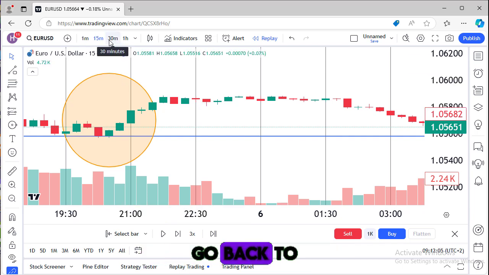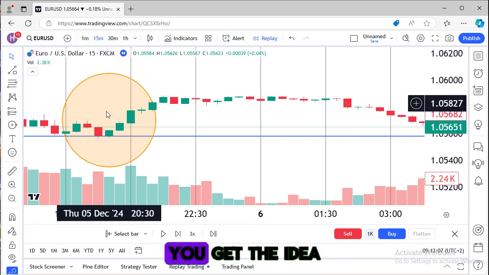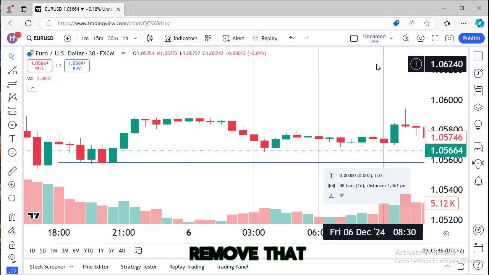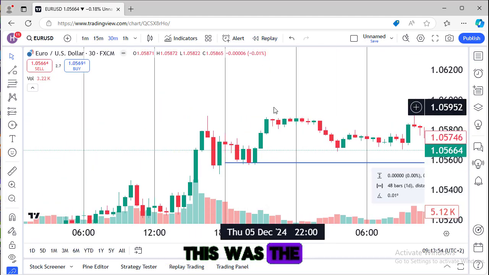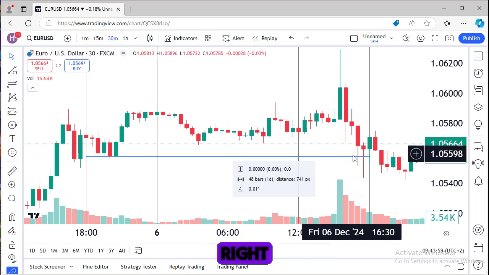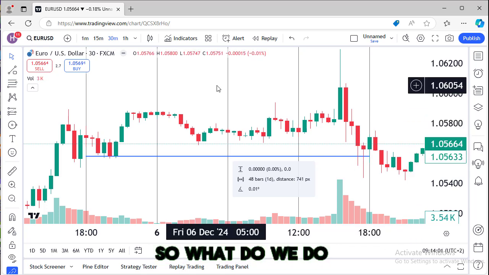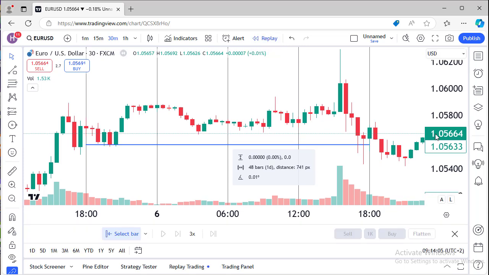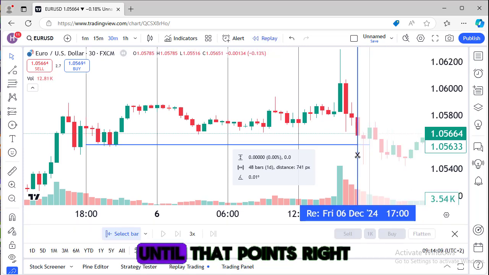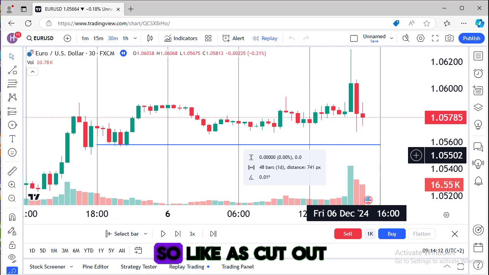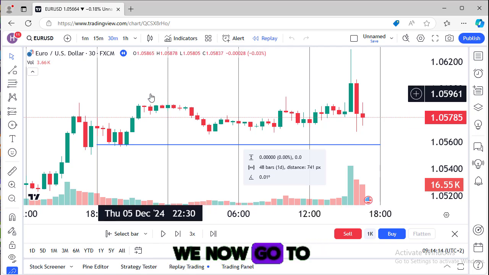Okay, so let me go back to 30 minutes. I think I can delete this one now. You get the idea. So now I can remove that. Let me zoom out. This was the point of collision, right? So what do we do? We go to replay. Use replay to cut out onto that point, right? So now it has cut out onto that point. We now go to 1 minute.